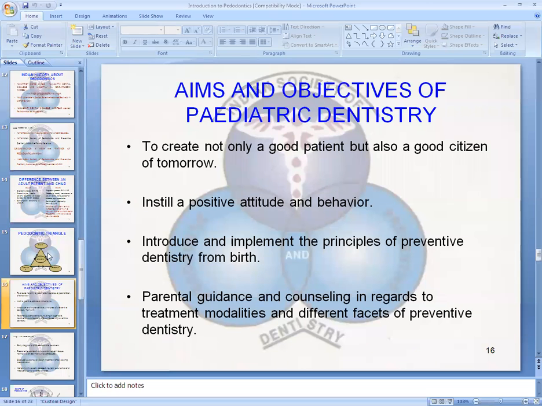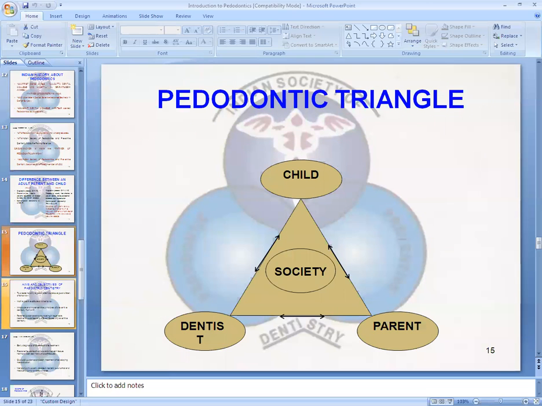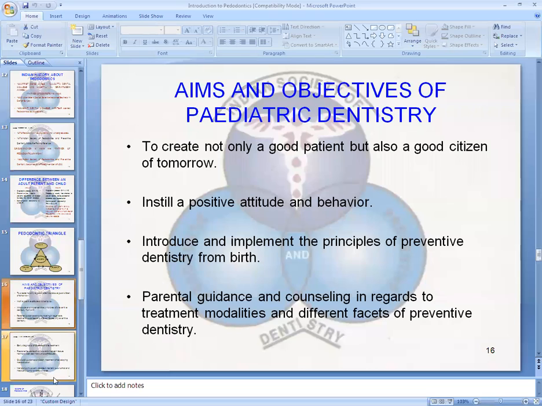Okay, now we see the aims and objectives. As I have told you before, this is a short answer question. We will get aims and objectives of pediatric dentistry. Okay, this is a common question. So you have to write it. I have taken very few points over here, but you can read the book and write a very nice answer.